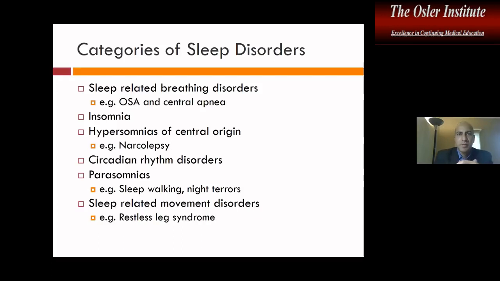So when we think about sleep apnea, these are the categories. It's not meant to be all encompassing or totally exhaustive, but essentially you think about sleep disorders broken down into different categories. There are sleep-related breathing disorders, which includes patients that have obstructive sleep apnea, where we'll be spending most of our time today, but also insomnia, hypersomnias of central origin. We'll discuss a little bit of that, circadian rhythm disorders, parasomnias, and then sleep-related movement disorders. And there are different things that can fall into these categories.